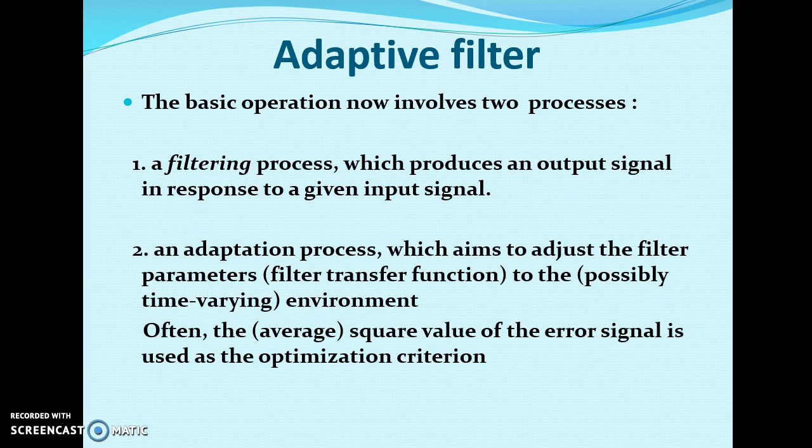There are two operations involved in adaptive filters. The first one is the filtering process and the second one is the adaptation process. What is the filtering process? In the filtering process, we produce an output signal in response to a given input signal. Whereas in the adaptation process, we aim to adjust the filter parameters, such as the filter transfer function, to the environment, which is time varying. Often, the mean square value of the error signal is used as the optimization criterion.